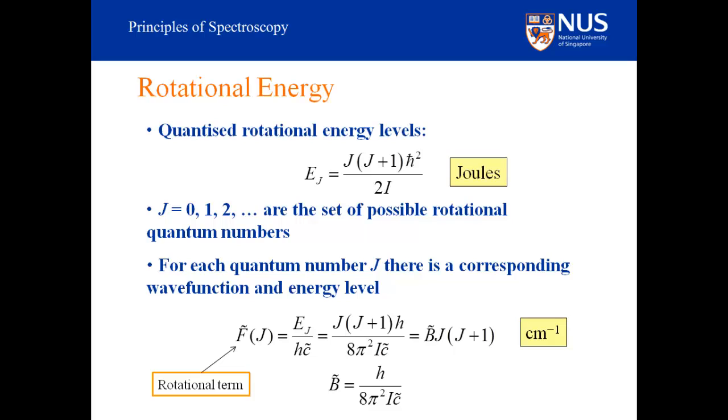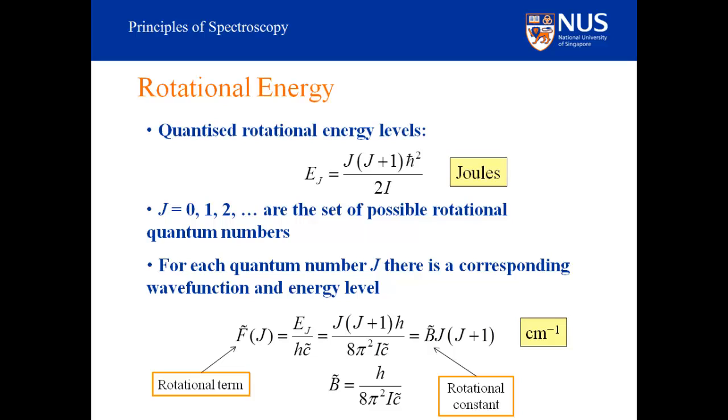So if I divide through by hc tilde and I express my h bar as h upon 2 pi, this gives this expression. The energy divided by hc tilde is given the symbol F and is known as the rotational term. I can group the constants together into a constant that is specific for that molecule because it is dependent on the moment of inertia I.